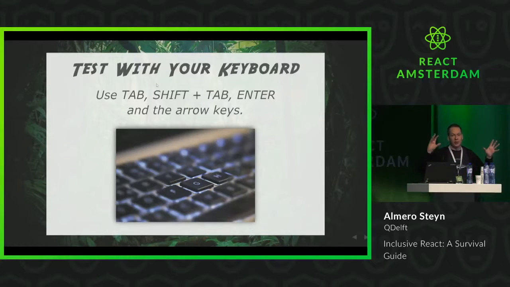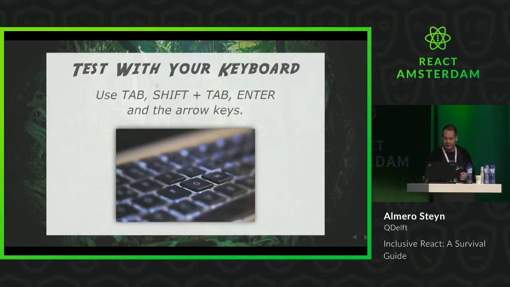Okay, so we've got the concepts now and we've tried to implement them in our applications. How do we know that we've achieved an application that is more inclusive? Number one, go test with your keyboard. Unplug your mouse, use your tab, shift tab, enter and arrow keys to navigate through your application. You should be able to reach every area in your application. You should be able to interact with everything in your application. If you can't, a lot of users out there will be blocked from using your application.